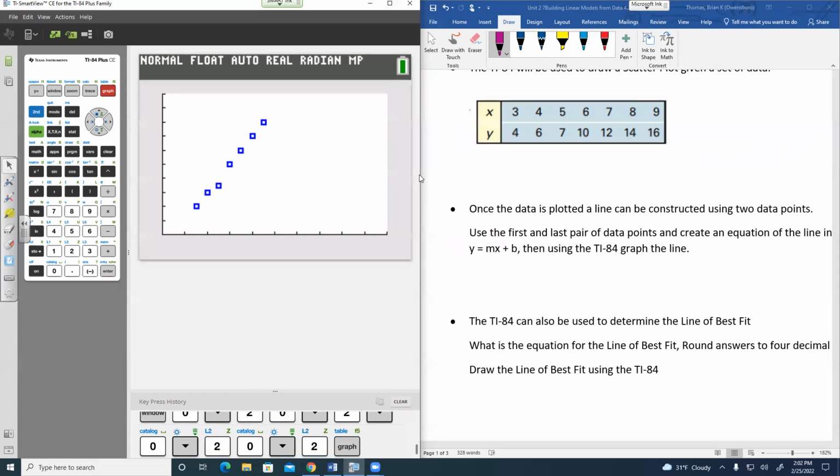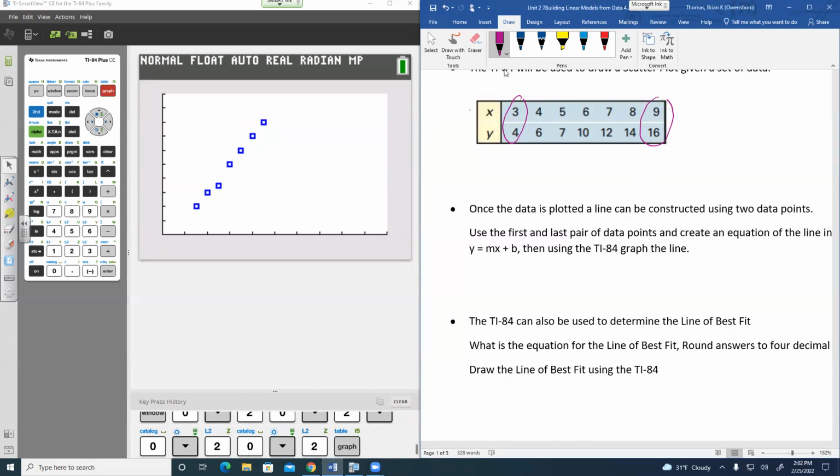So what we wanted to do was graph the linear function, and we've done that. What I want to do now is write the equation for the linear function. Once the data is plotted, we're going to use 2 data points to create an equation of a line. We're going to use the first pair and the last pair of data points, and write an equation of a line, remembering we're using the form y equals mx plus b.